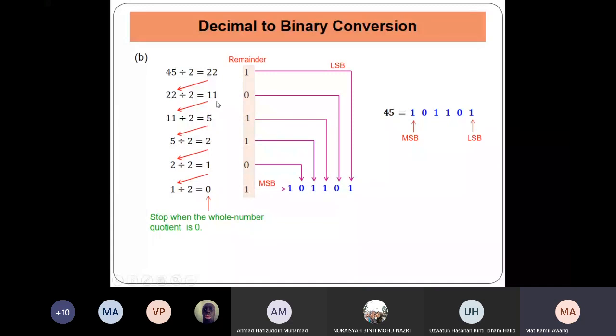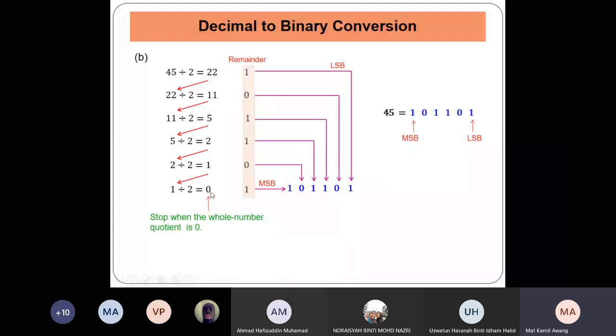So the remainder is 0. Then you take the quotient 11, divide by 2. You get 5 and remainder 1. You take the quotient 5, divide by 2, you get 2 with a remainder of 1. And 2 divided by 2 gives a quotient of 1 and remainder of 0. And 1 divided by 2 gives a quotient of 0 and remainder of 1. And you stop because the quotient is 0.